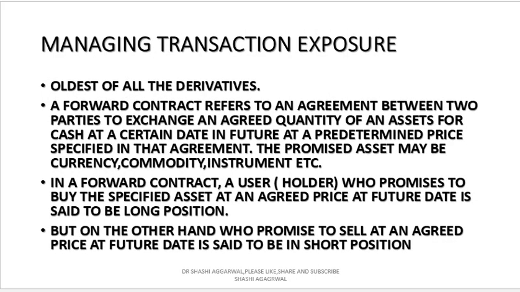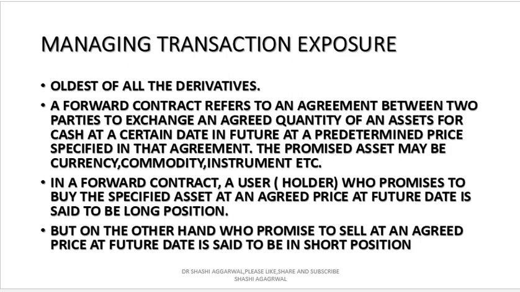So how are we going to manage the transaction exposure? Through forward contracts, future contracts, swaps and options. A forward contract refers to an agreement between two parties to exchange an agreed quantity of an asset for cash at a certain date in the future at a predetermined price specified in that agreement. The promised asset may be a currency, commodity or instrument.